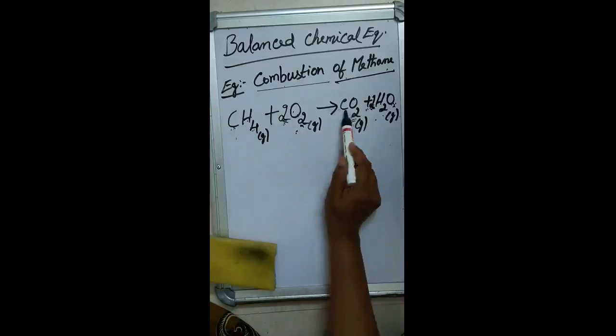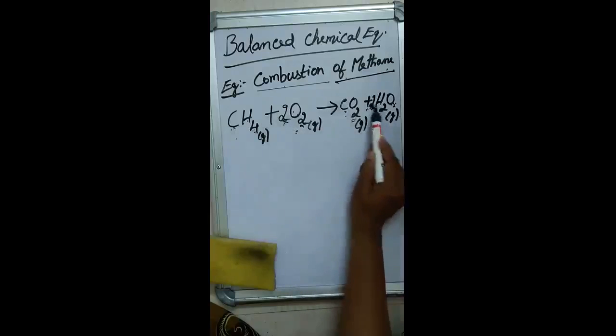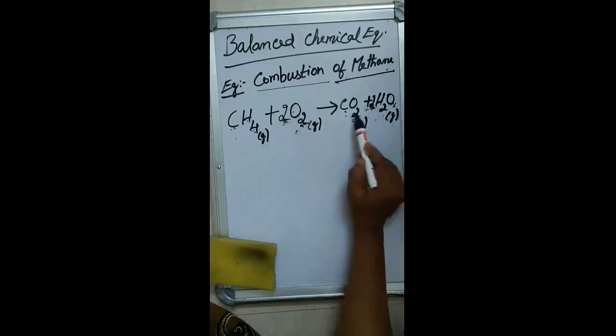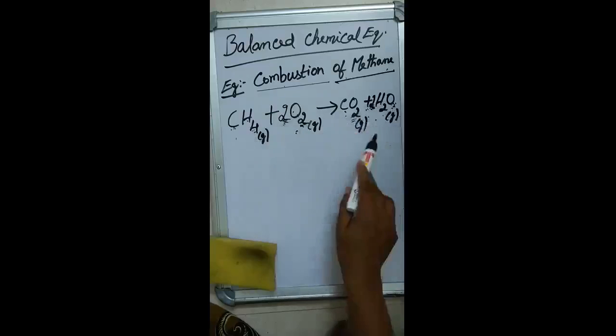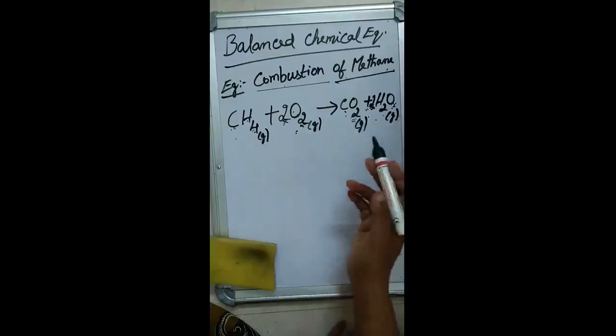Carbon balanced, 1 atom is present on both the sides. Hydrogen, here it is 4. Here 2 2s are 4. So balanced. Here oxygen, 2 2s are 4. Here 2 plus 2, 4. So 4. All the atoms of each element present. Balanced. Okay. It is the same.